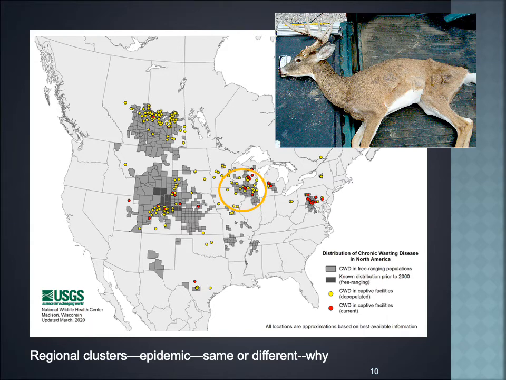But we want to think about, why do we have a cluster around Wisconsin and Illinois and parts of Iowa? Why do we have this cluster out here in Pennsylvania? Why do we have the cluster up in Canada? Why do we have this cluster out in the West? Right? So how did that disease go from one location to another location?